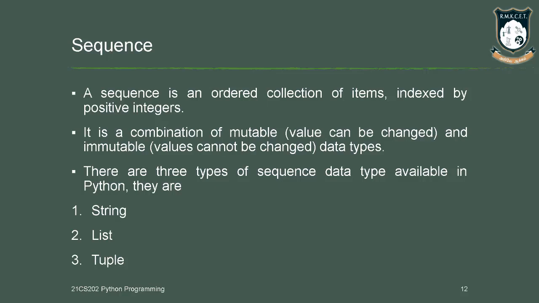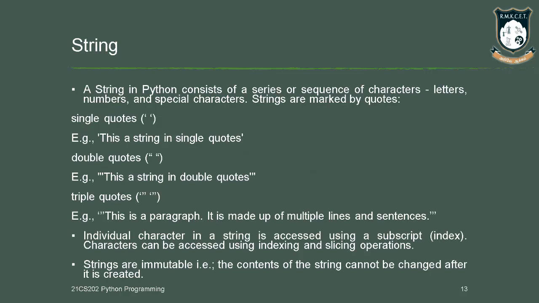In this sequence category we have three different data types: string, list, and tuple. A string is nothing but a sequence, or series, of characters. It can have letters, numbers, and special characters. The representation of a string should be written in quotes. You have to enclose the characters, words, or sentence within quotes, and the quotes can be either single quotes, double quotes, or triple quotes.